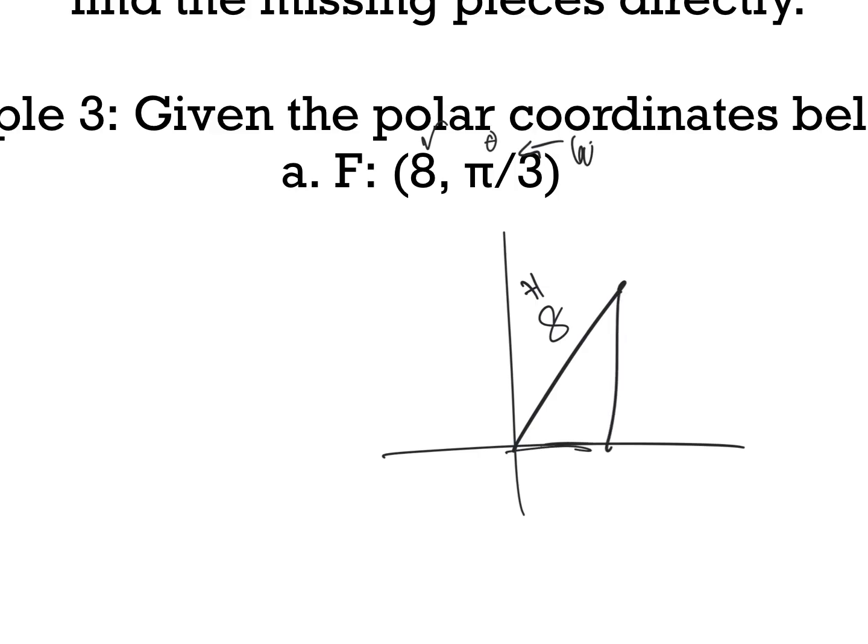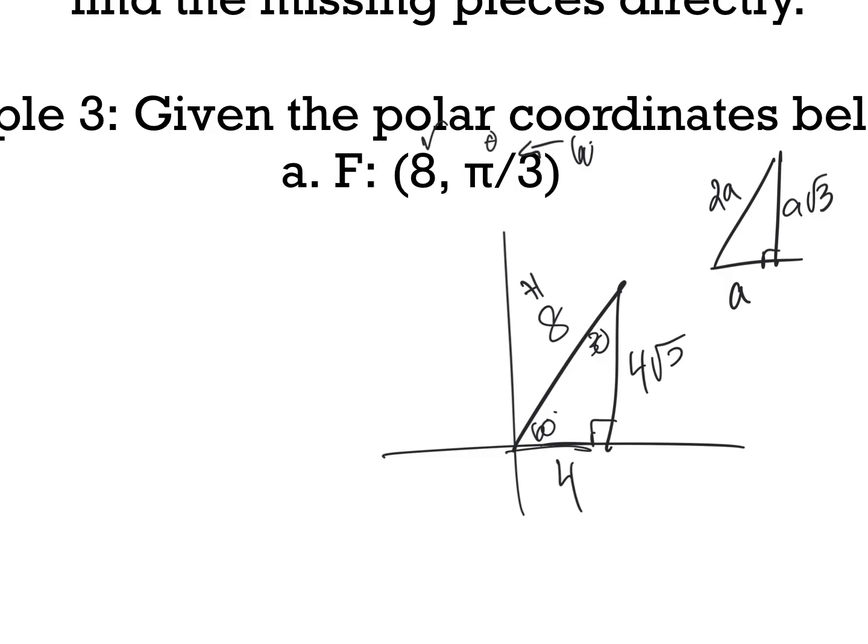Again, this is a special right triangle. It's a 30, 60, 90. And the ratio for that, in case you forget, is 2a on the hypotenuse, a on the short side, a root 3 on the long side here. So short here is 4, long is 4 root 3. So in terms of the standard x and y coordinates, it's just the other two side lengths of the triangle.